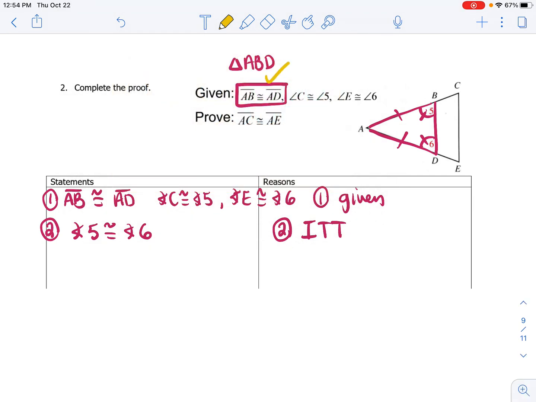Okay, so we've checked that off our list. Now, angle C is congruent to angle 5, so I give that a single tick mark. And angle E is congruent to angle 6. 6 has a single tick mark, so does E. So what can we say about angle C and angle E? They are congruent through the transitive property.